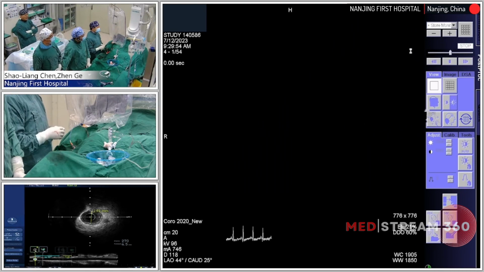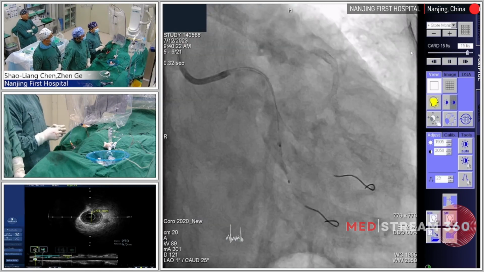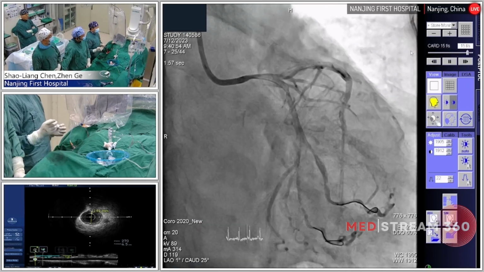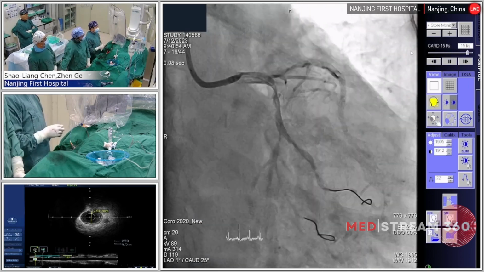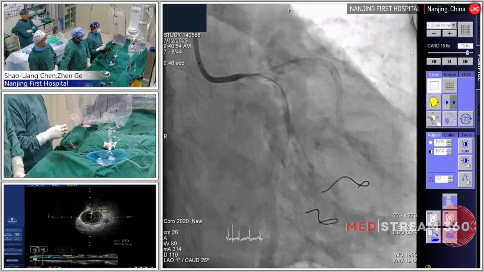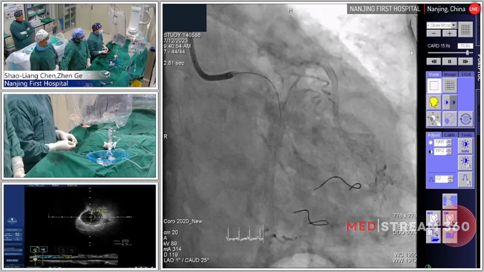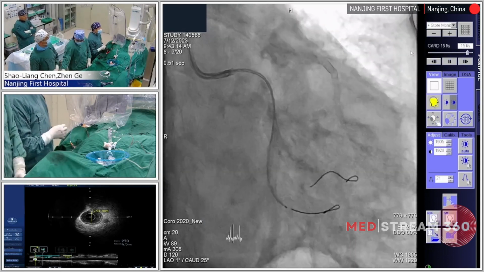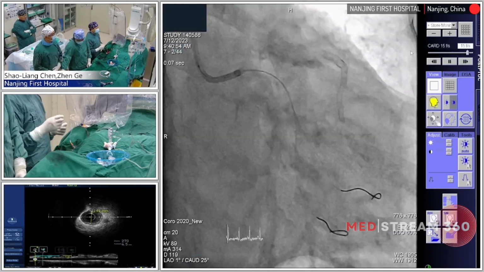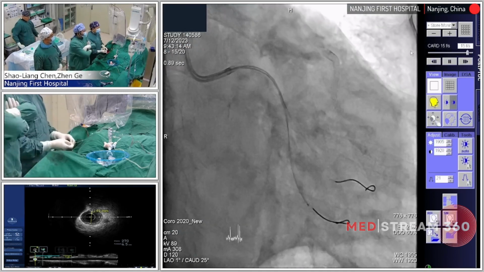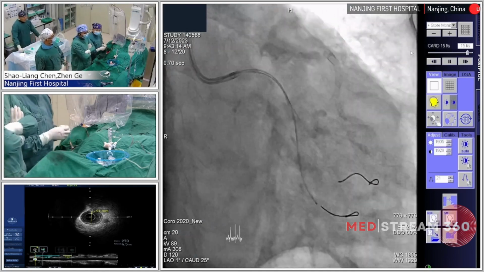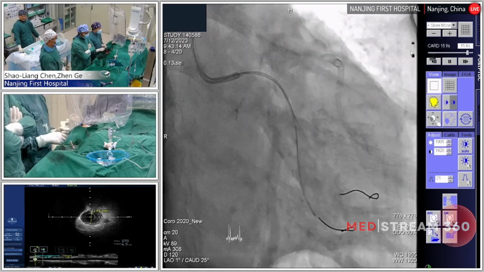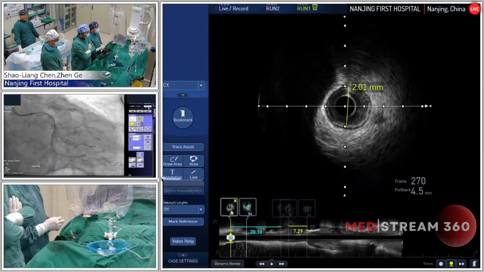Okay, so we did the IVUS for the OM and the circumflex. Before that, we used a 2.0 semi-compliant balloon to pre-dilate, using low pressure pre-dilation, and then checked IVUS for the circumflex and OM. Dr. Pan, can you interpret the IVUS imaging? Okay, let me show the IVUS imaging.